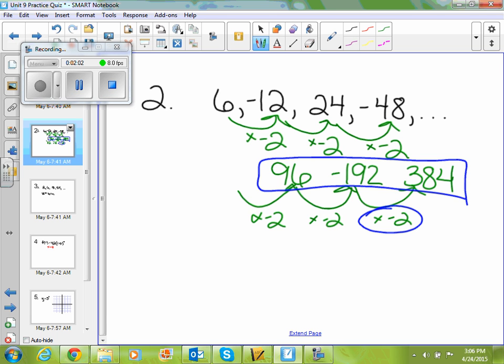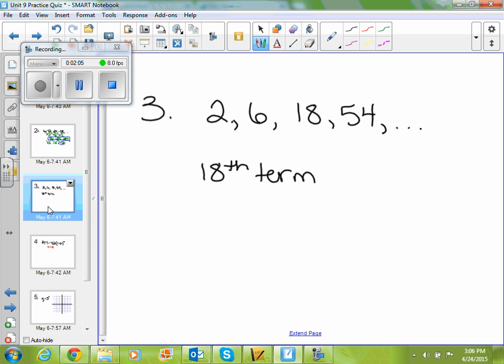So any questions on 1 or 2? No. Okay, so number 3 gives me the sequence 2, 6, 18, 54, and I'm asked to find my 18th term. Okay, the formula for your nth term is a sub n equals a sub 1 times r to the n minus 1. You need to know that for your quiz on Monday. I'm not going to give that formula to you. You have to have that memorized. You have to know the formula in order to do the problem. So n is the term we're looking for. So n is going to be 18.